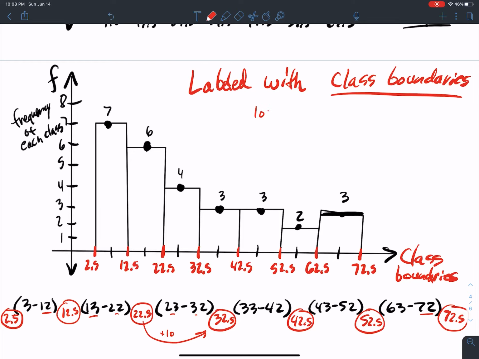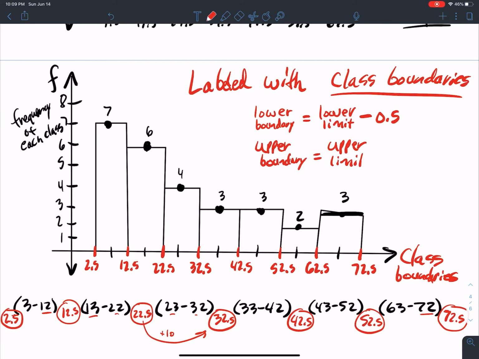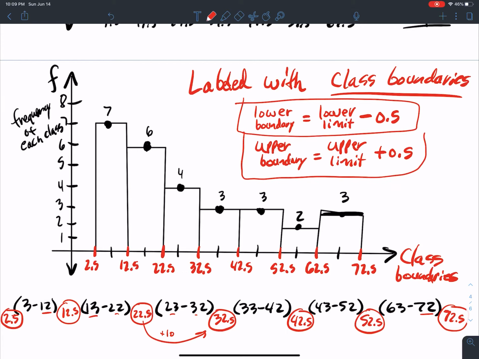And to get the lower boundary, what you do is you take the lower limit of the class and you subtract 0.5. To get the upper boundary, you take the upper limit and you add 0.5. So if you're a formula person, here's the formula for you, okay?